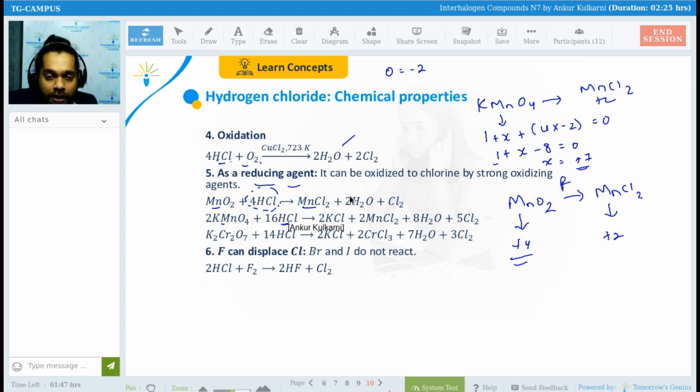So who is responsible? Your hydrogen chloride is responsible. So MnO2 undergoing reduction, correct, Anthony. KMnO4 undergoes reduction. K2Cr2O7 will also undergo reduction. And who is responsible? Your hydrogen chloride is responsible. Hence, your hydrogen chloride is acting as a reducing agent. Is it clear, everyone?